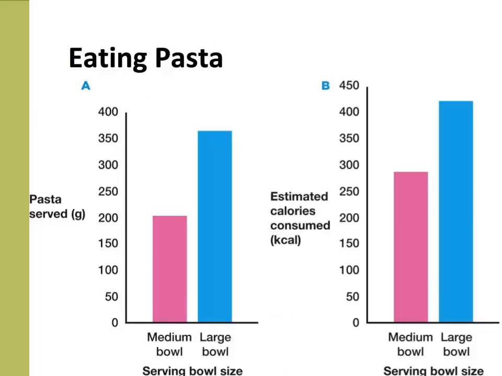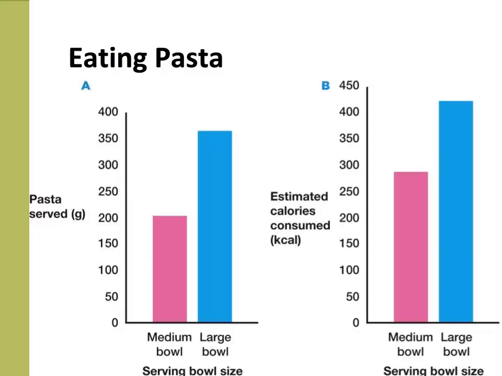The second example that we're going to discuss is the eating pasta study. So the researchers in this experiment hypothesized that the size of a bowl one takes before eating influences how much food that person will take and then subsequently eat. So the participants were asked to take a bowl. It was either a large bowl or a medium bowl.